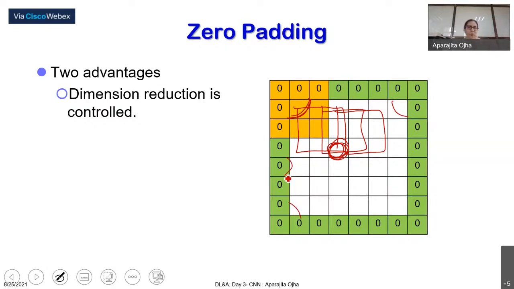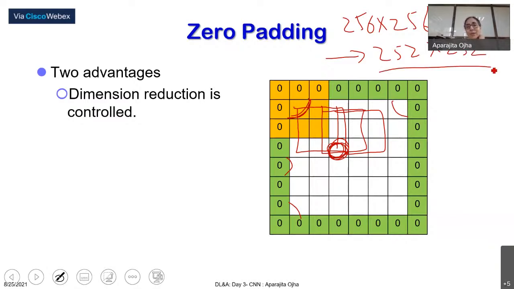So first of all, when you take the input as 256 and apply a 5 cross 5 filter, you saw that the output volume came out to be 252 cross 252. So from 256 cross 256, it transforms to 252 cross 252. And suppose you have a very deep neural network, the size will be gradually diminishing, right?